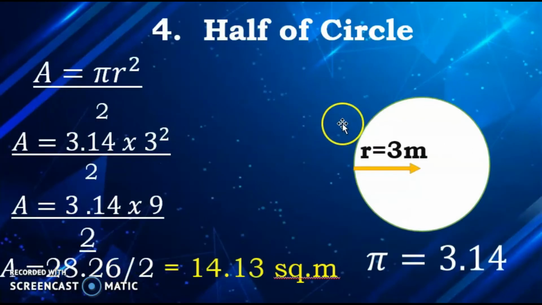Okay, but how about half of a circle? So that's very easy. You get the area of the whole circle and then divide that by 2. Okay, divide niyo lang by 2. So you get half of the circle, which is 14.13 square meters. Okay.